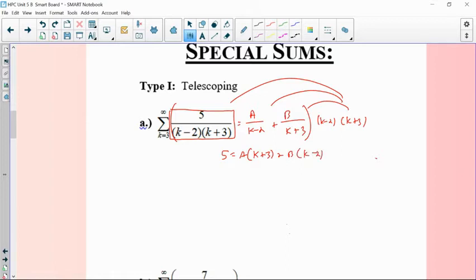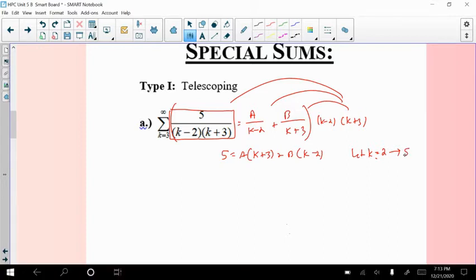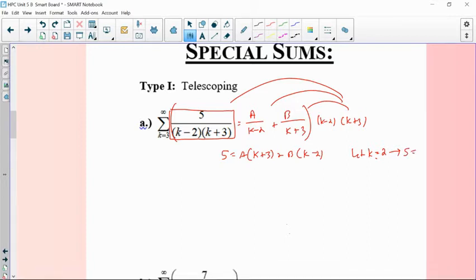And remember, k can be anything. A and b are fixed, all of them are unknown, but k could be anything. So pick a smart k. If you let k be 2, then we still have 5 on the left, equal to 5a plus 0. So we know a is 1. And if you let k equal negative 3, then we still have 5 is equal to 0 plus negative 5b, or b is equal to negative 1.